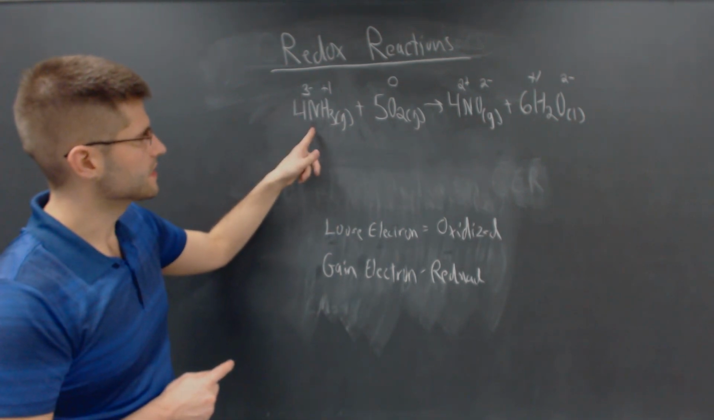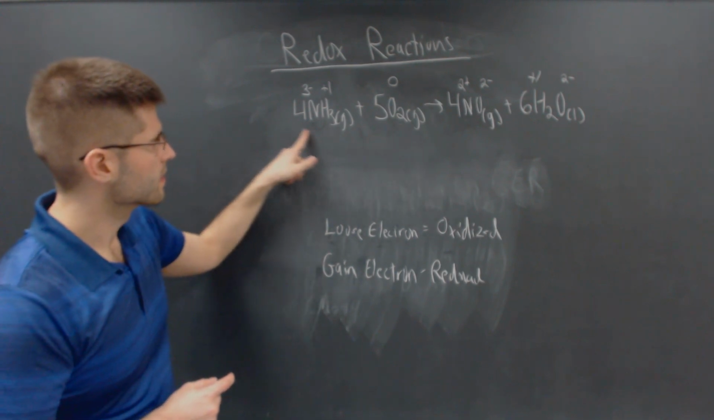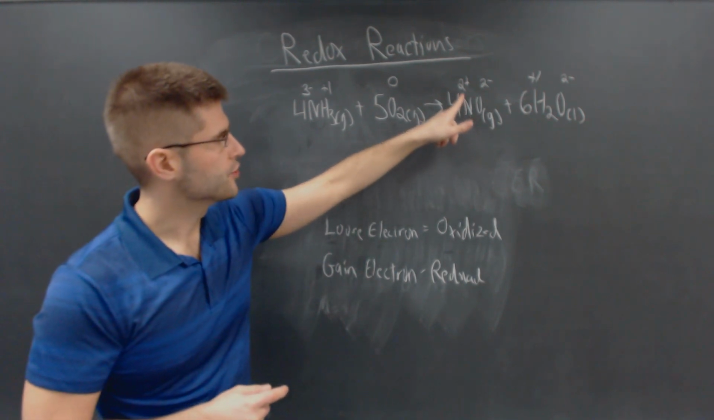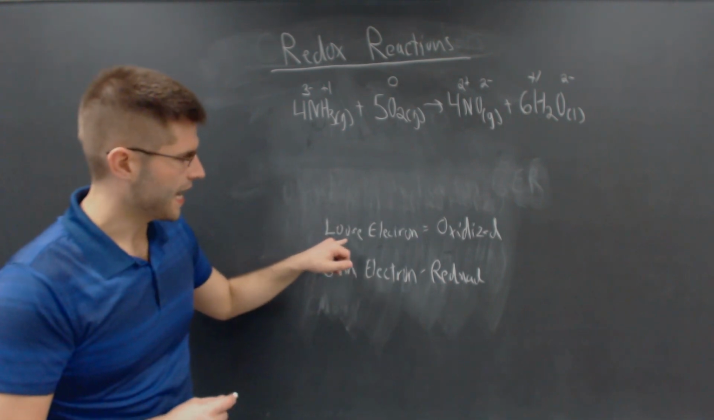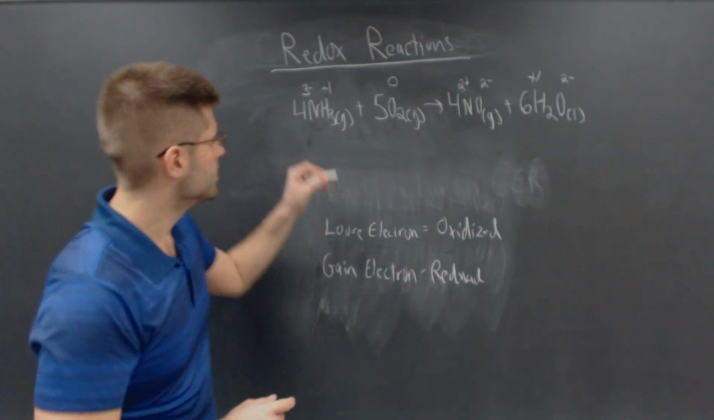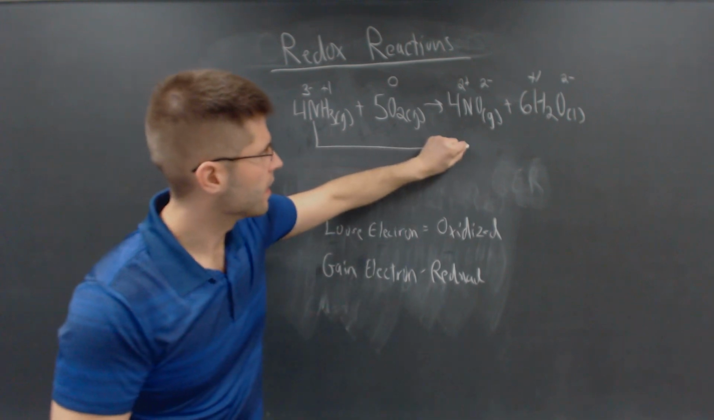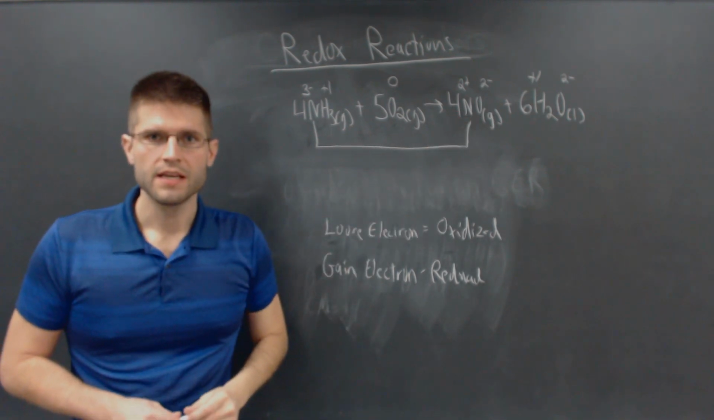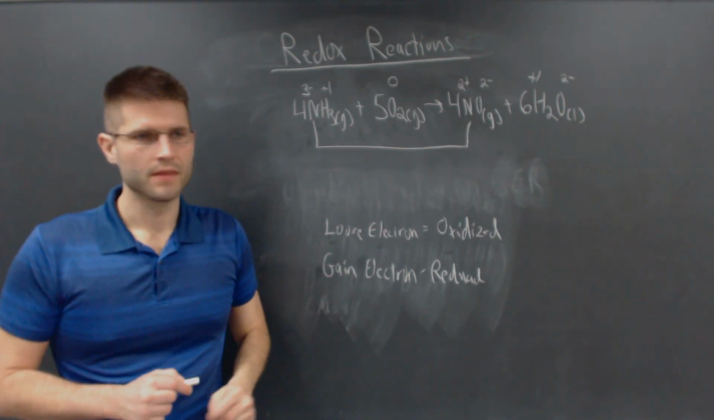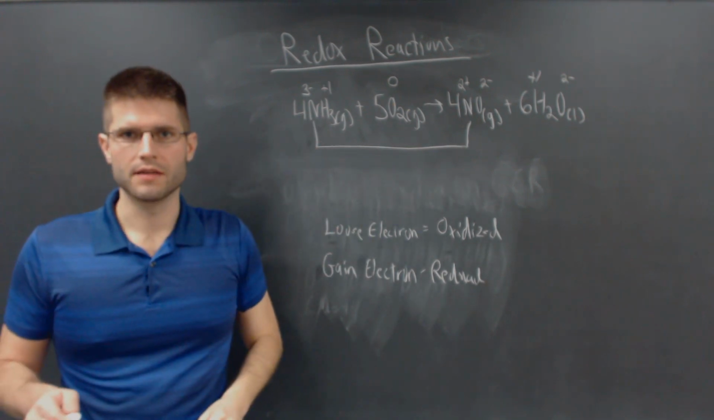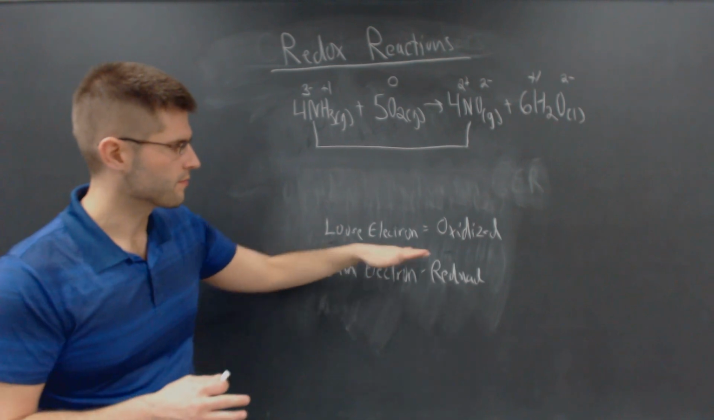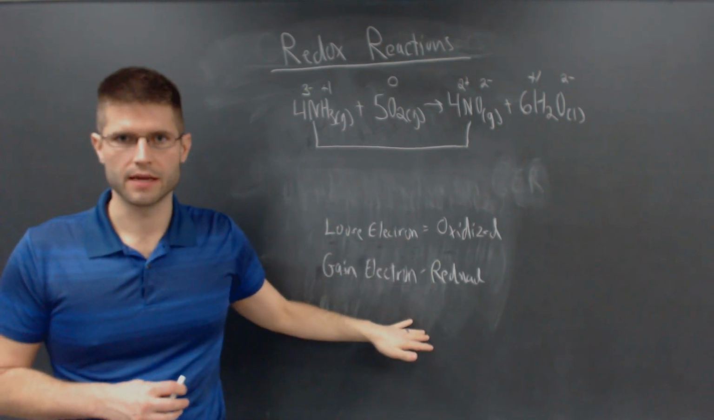Nitrogen was a 3- on the left-hand side of the equation, but now it's a 2+. It became more positive. That means it has to have lost electrons. So I'm going to draw a line connecting these two. This is called a tie line, and it allows me to easily identify which of the elements are playing a part in the oxidation reduction chemistry.